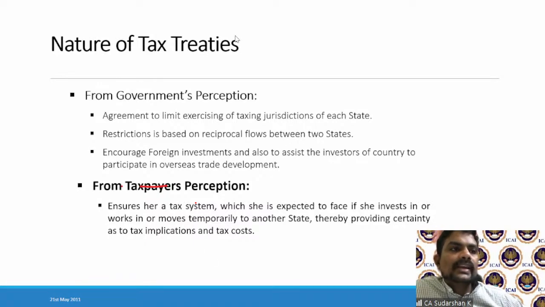From a taxpayer standpoint, it gives him or her clarity. Let's assume tomorrow you want to invest in Tanzania, you want to invest in Jamaica, you want to invest in Uganda, or you want to invest in Europe. You would want to have clarity. Tomorrow you're putting your money and you don't want uncertainty. Certainty is very important, certainty as to what the tax implication and tax cost is.